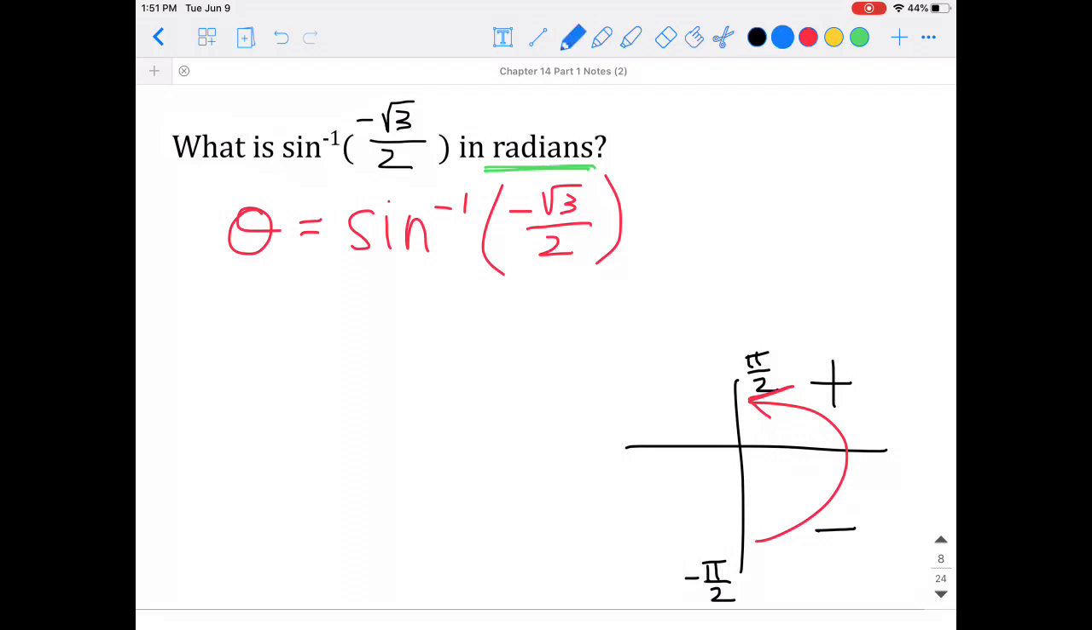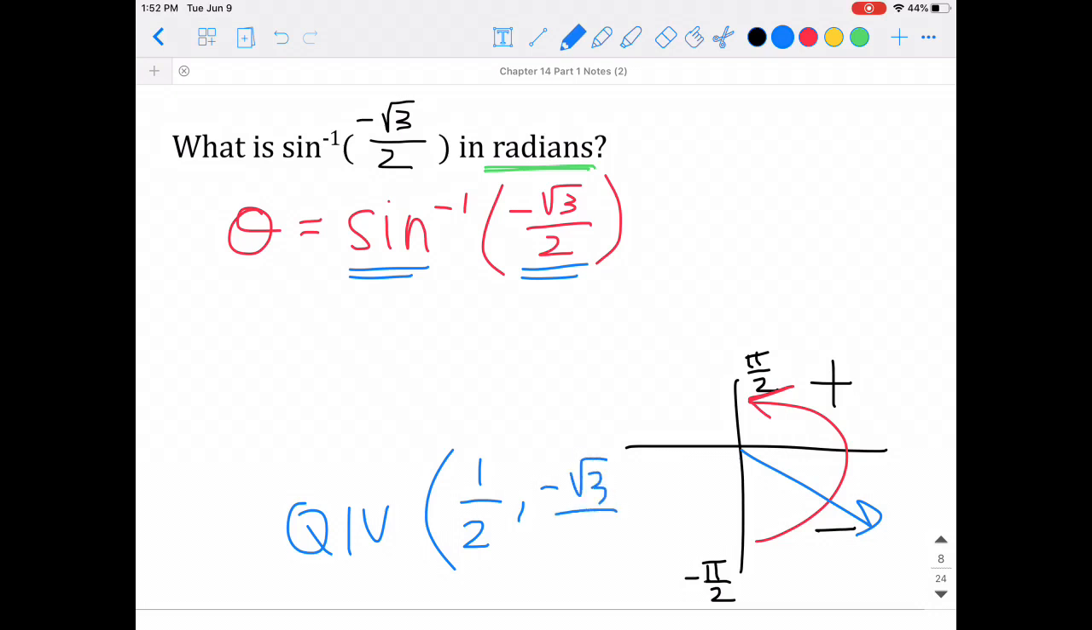So if sine is negative radical 3 over 2, that means we're going to be in quadrant 4 for a negative value. Sine represents the y values of our ordered pair, so our coordinate is going to be 1/2, comma, negative radical 3 over 2. And this represents a 60-degree reference angle. So this reference angle is 60 degrees, but we're asked what our theta is in radians. So we have to figure this out in radians. 60 degrees in radians is pi over 3.